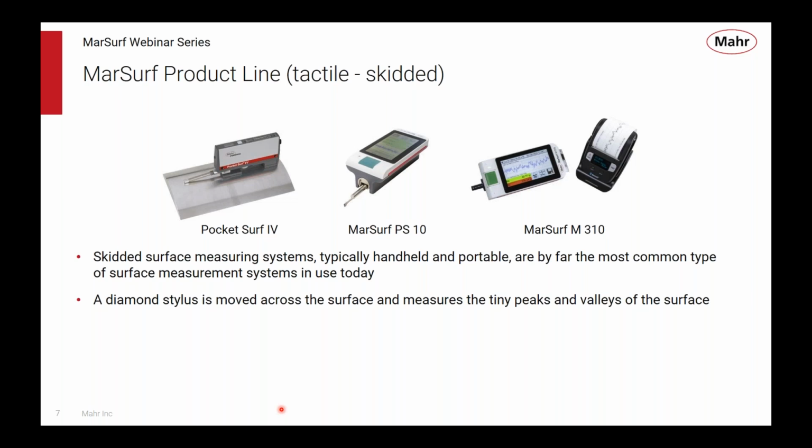As you go from left to right across the product line there, you see our PocketSurf 4. The PocketSurf was the original handheld mobile device about 30 years ago now. And we're on generation number 4 of that. Then we move up to the PocketSurf 10 or the PS10. Uses the same kind of probe technology as our higher end instruments, but puts it in a package where you have the ability to have a touch screen to operate it on from the top of the device. And finally, our M310, which is related to the PS10, but adds a lot of features and capability.